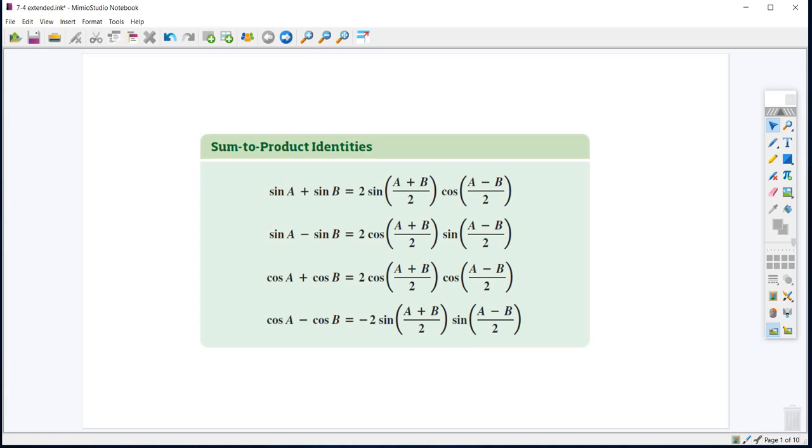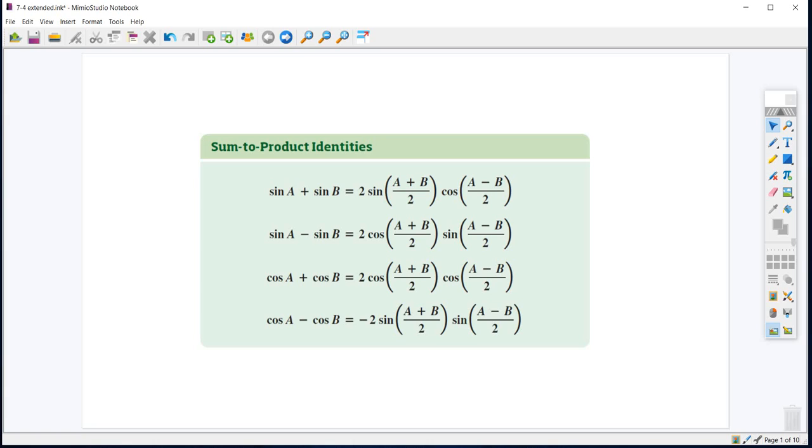We will have only four. We will not have the tangent, cotangent, secant, or cosecant of them. It will be all about sine with sine, and cosine with cosine, and so on. So if you have a sine A plus sine B form, that's the formula. If you have a sine A minus sine B form, that's the formula. If you have a cosine A plus cosine B form, and if you have a cosine A minus cosine B form, that will be the formula. That's the deal.